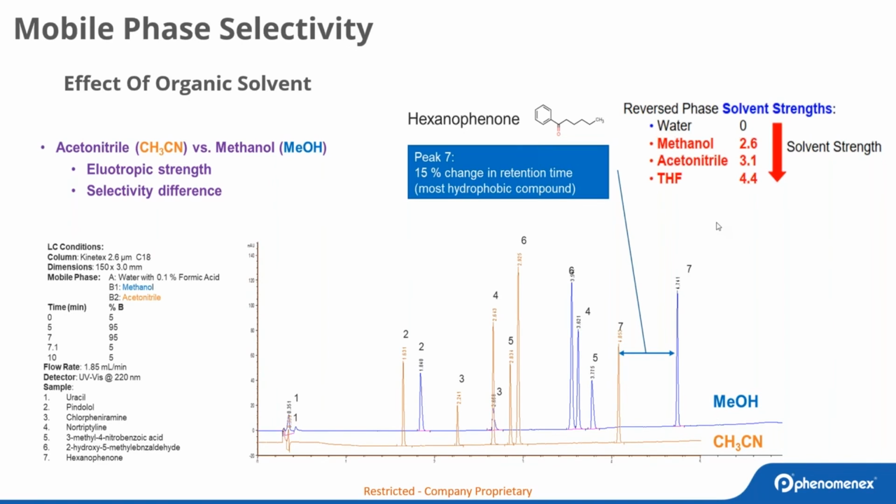And then you can also see that there is a difference in selectivity as well. The peaks are changing their order, I believe. So 6, 4, 5, whereas this is 5, 6, 7. So they are changing their selectivity as well, just by changing the organic solvent.